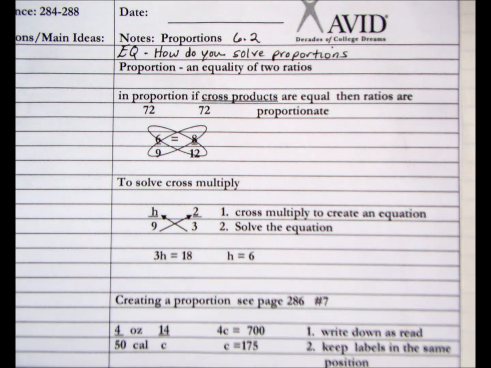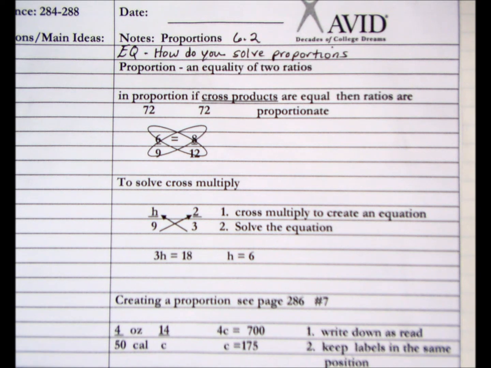This next section is on proportions. It's 6.2 in chapter 6, and it's on pages 284 to 288. From what I've seen in class already, you guys remember proportions pretty well, and it's really to find an equality of two ratios.